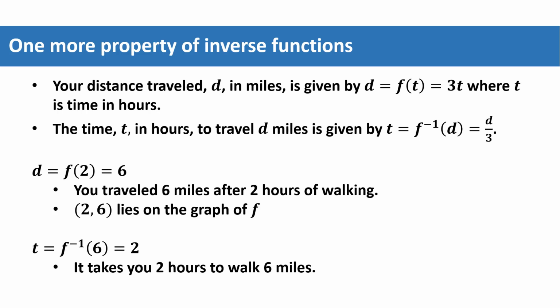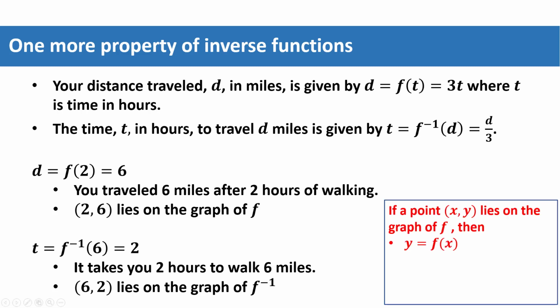The fact that f inverse of 6 equals 2 also implies that the point (6, 2) lies on the graph of f inverse. This leads us to the following property of inverse functions. If a point (x, y) lies on the graph of f, then y equals f of x, and using what we know about inverses, that also would mean that x equals f inverse of y, which would imply that the point (y, x) lies on the graph of f inverse.